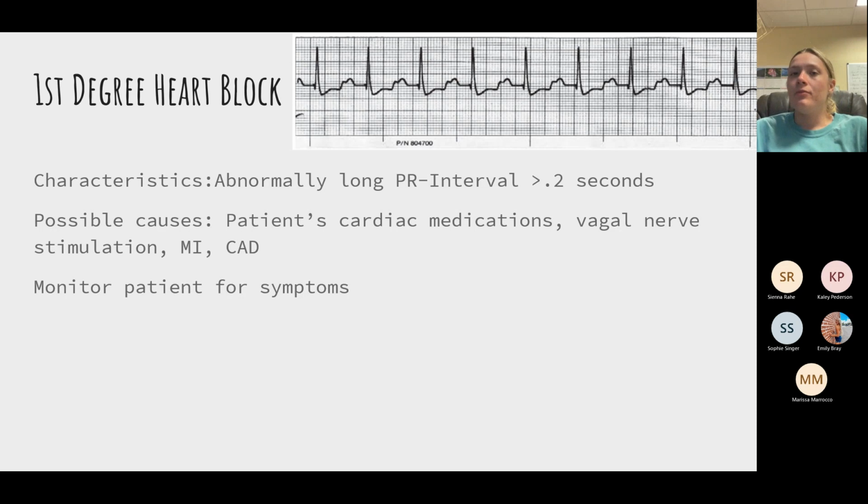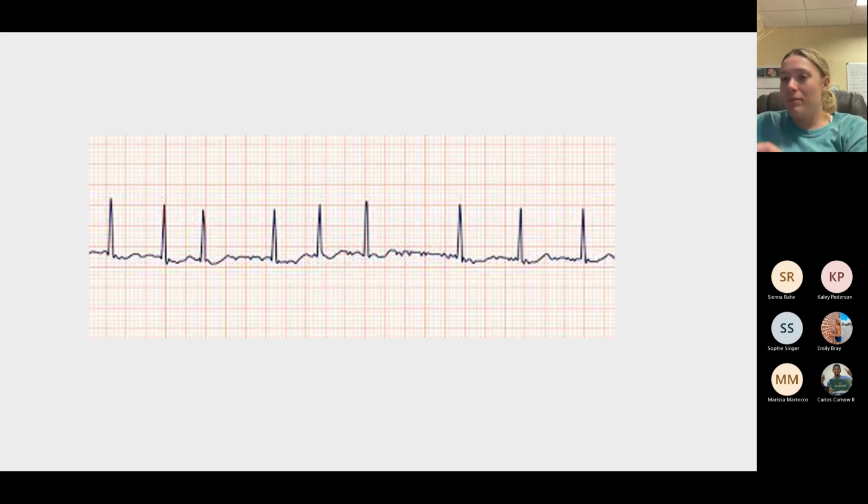So for first degree heart block, really not much is done. It can actually be pretty common in some patients, and they might just have a history of it. So really monitor them for symptoms. If they become symptomatic, then we might opt for some cardioversion. What do we think about this one?